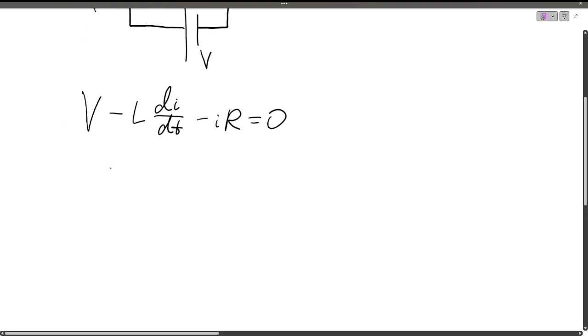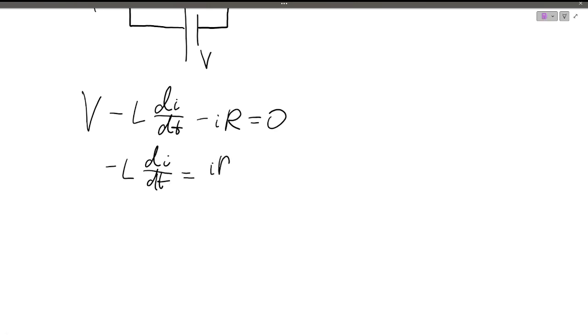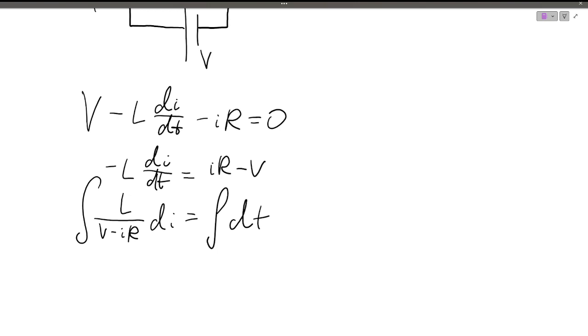So now we have our differential equation. We'll just rearrange a bit. L di/dt is equal to IR minus V. And bring it back over. IR minus V. So I suppose we'll drop that. Swap these around. Minus IR. So then we just integrate. di is equal to the integral of dt as such.